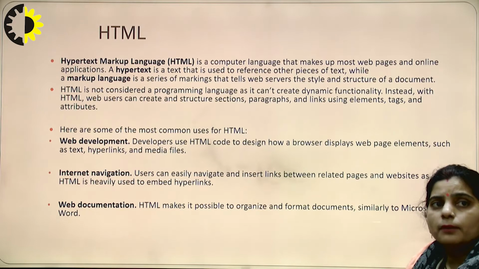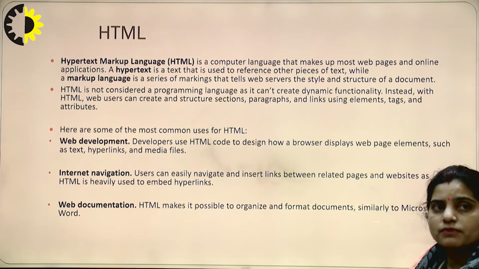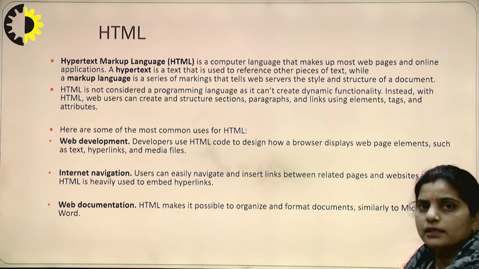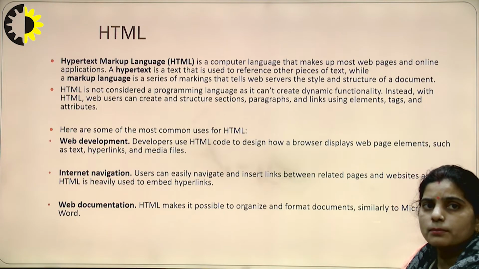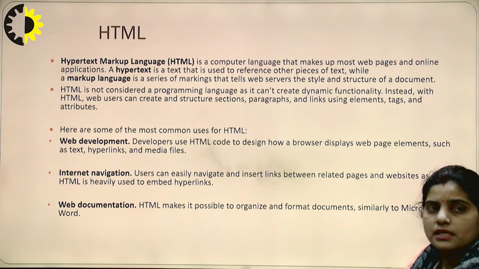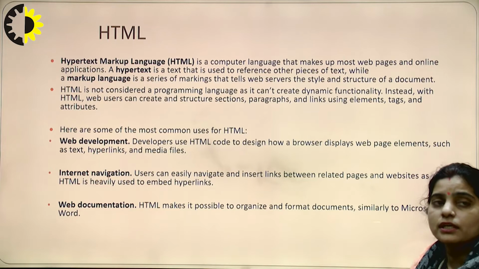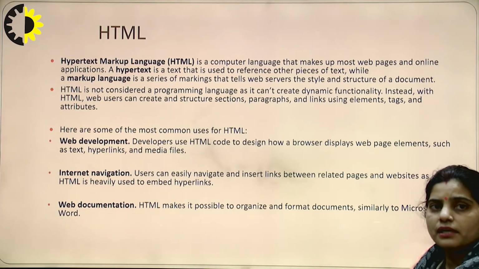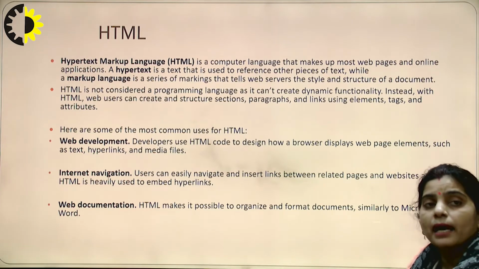Here, I am going to tell you about the most common uses of HTML. First one is web development. Basically, developers use HTML code to design web pages. Designing includes how the browser displays the web page elements, like text, hyperlinks and media files. The next use of HTML is internet navigation, in which users can easily navigate and insert links between related pages and websites. Basically, it is heavily used to embed hyperlinks also.